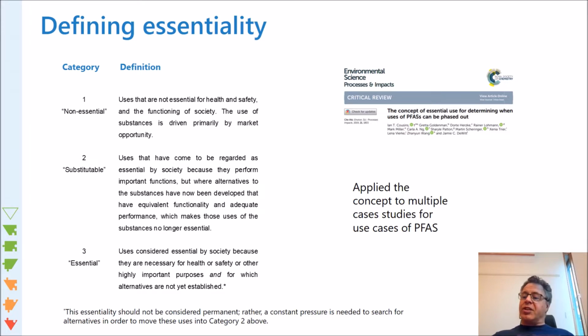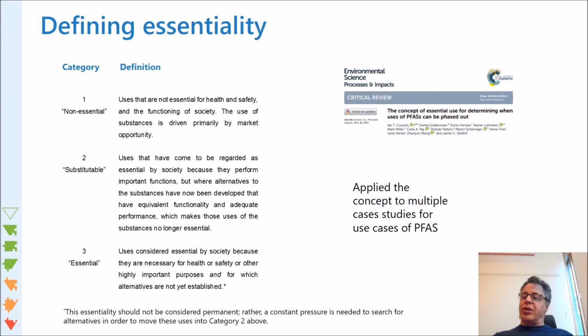In our first paper on the essential use concept, we came up with 3 different categories for uses of PFAS. The 3 categories were so-called non-essential, substitutable, and essential uses. Category 1, or non-essential uses, are those uses that are not essential for health or safety or the functioning of society. Category 2, or substitutable uses, are those uses that have to be regarded as essential because they have important functions, but where alternatives exist, thus making these uses of PFAS no longer essential.